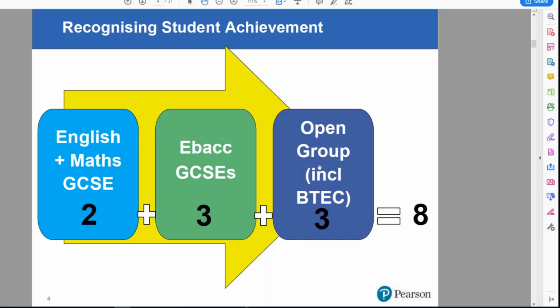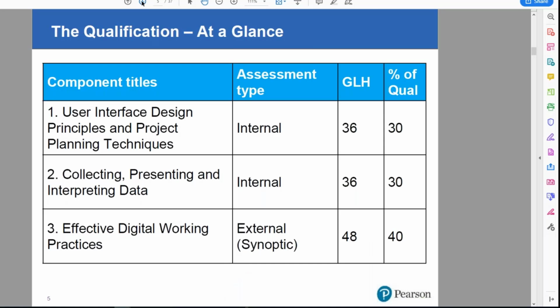So for the Progress 8, it can be added in. There are three components. The first component looks at user interface design and some project planning. It's internally assessed. Component 2 is also internally assessed and looks at data. Component 3 is an exam. It's externally assessed, which means it's an exam, and it's 40% of the qualification. So we have 60% internally assessed and 40% external assessment.